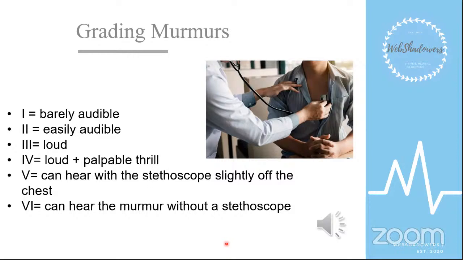Grade 3 means it's very easily heard. Grade 4, the difference between 3 and 4 is that if you put your hand on the chest, you actually will feel some of the flow of blood underneath. Grade 5, if you hold the stethoscope right over the chest, so a few centimeters off, you actually can hear the murmur even from being off the chest.